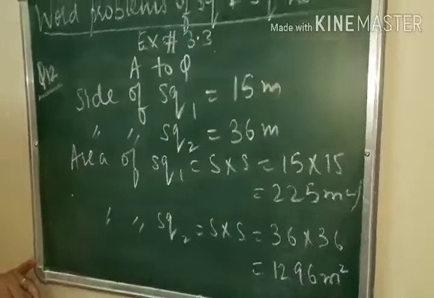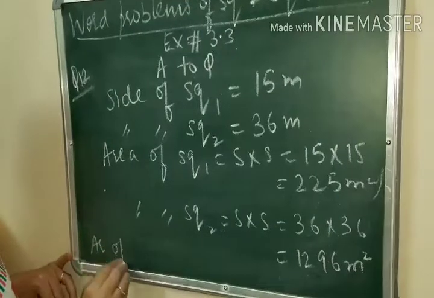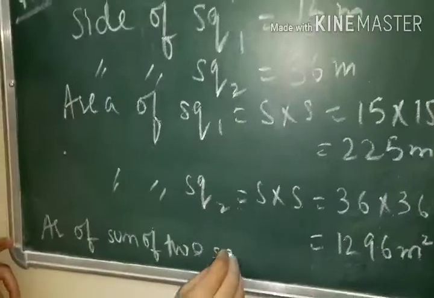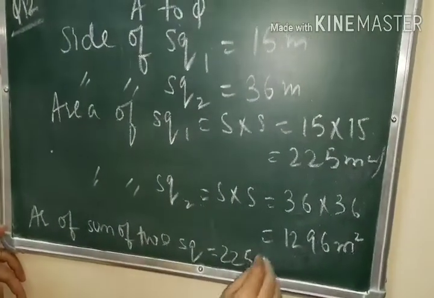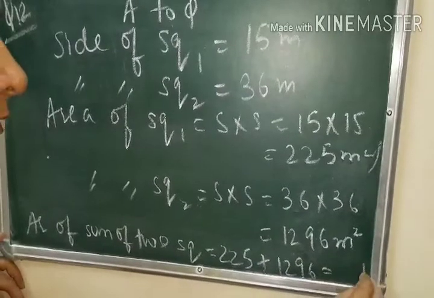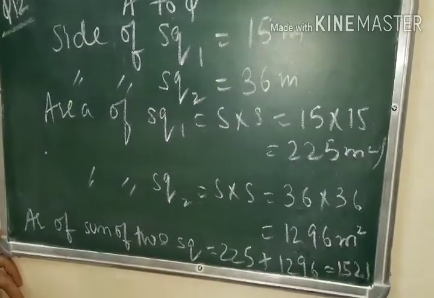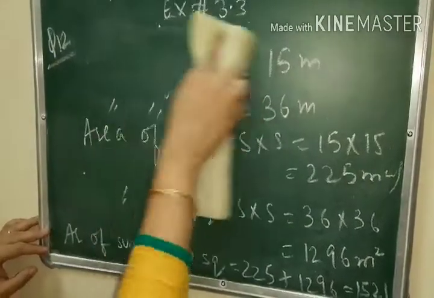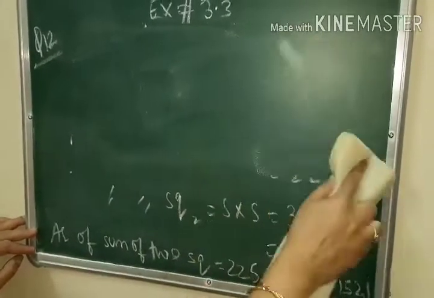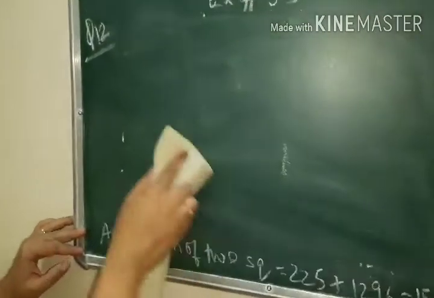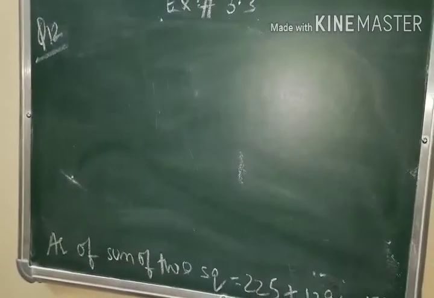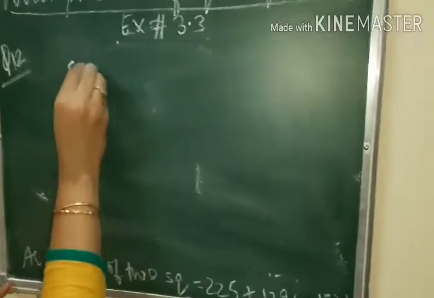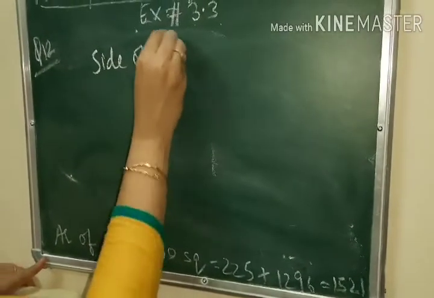Now, first we will find the area of both the squares. So, area of sum of two squares is 225 plus 1296, which is equal to 1521. 1521, right? So this is the area of sum of two squares. Now it is given that perimeter of the bigger square is equal to the sum of these two squares. Now for perimeter, what do you require? You require side. So first we'll find the side of big square, which is the sum of these two.